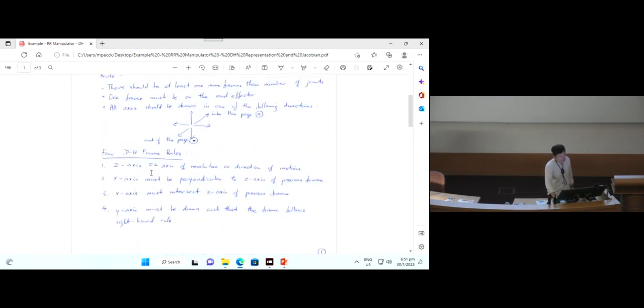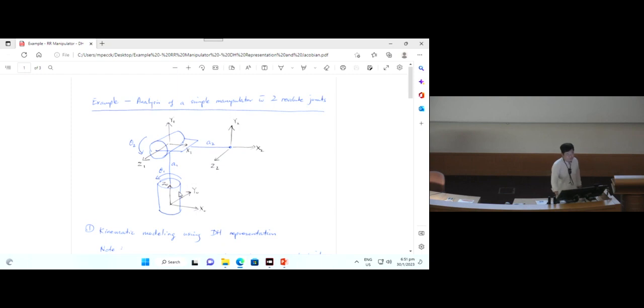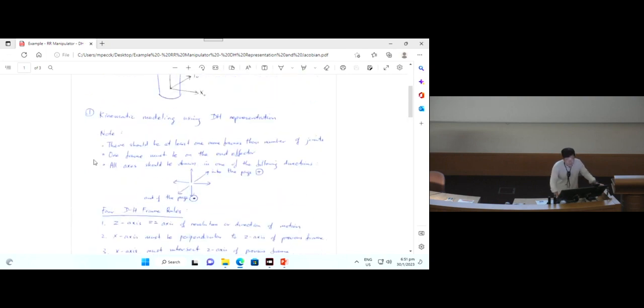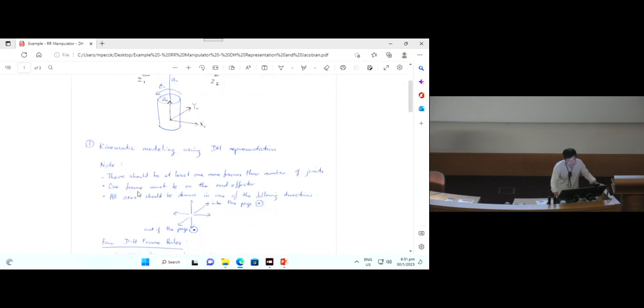So you can allocate the z-axis as the axis of revolution or direction of motion. When you look at this, you can easily identify the axis of rotation. This is a revolute joint, rotating in this manner, so this is the axis, and this one is rotating in this manner, this is the axis. So the axis helps you define the z-axis, and you have z0 and z1.